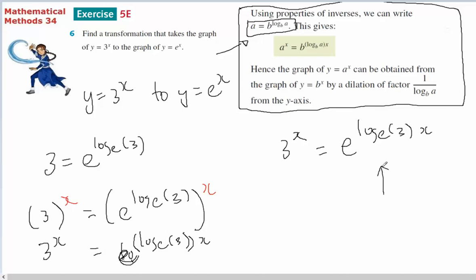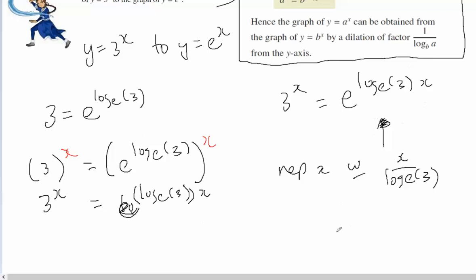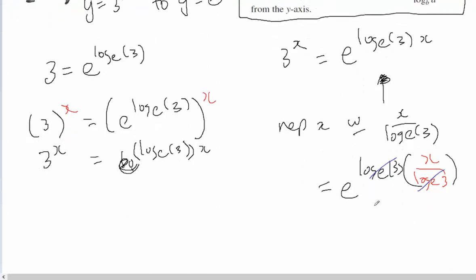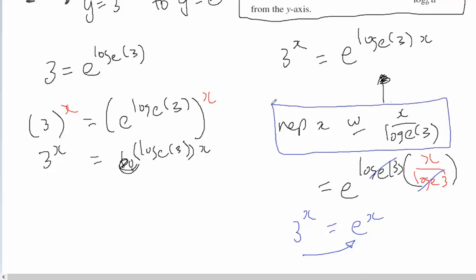So to this, if I was to replace x with x on log base e of 3, then I would have my right hand side becoming e to the log base e of 3 times x, and I'm replacing x with x over log base e of 3. My log base e of 3's cancel to leave me with e to the x. So 3 to the x becomes e to the x when you replace x with x over log base e of 3.